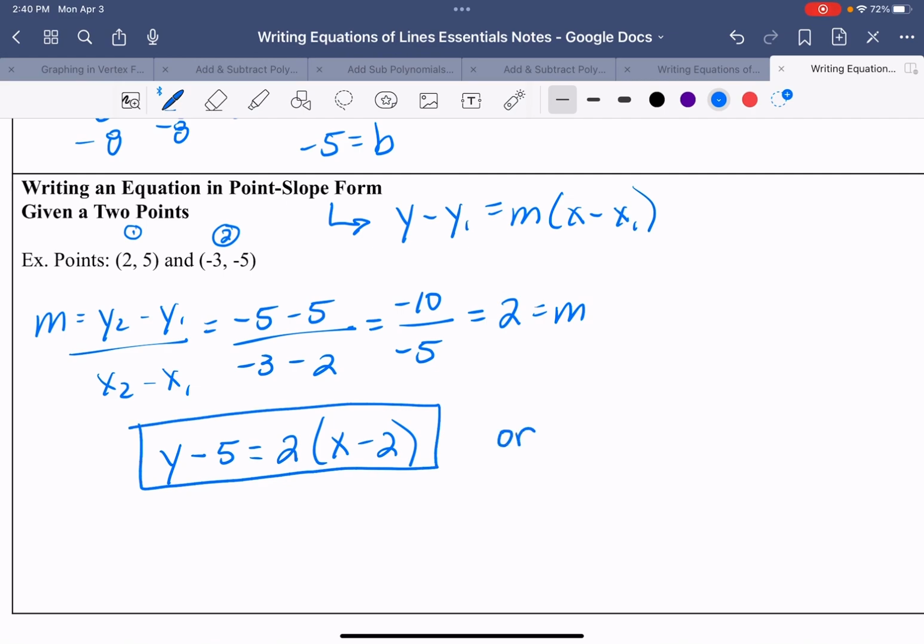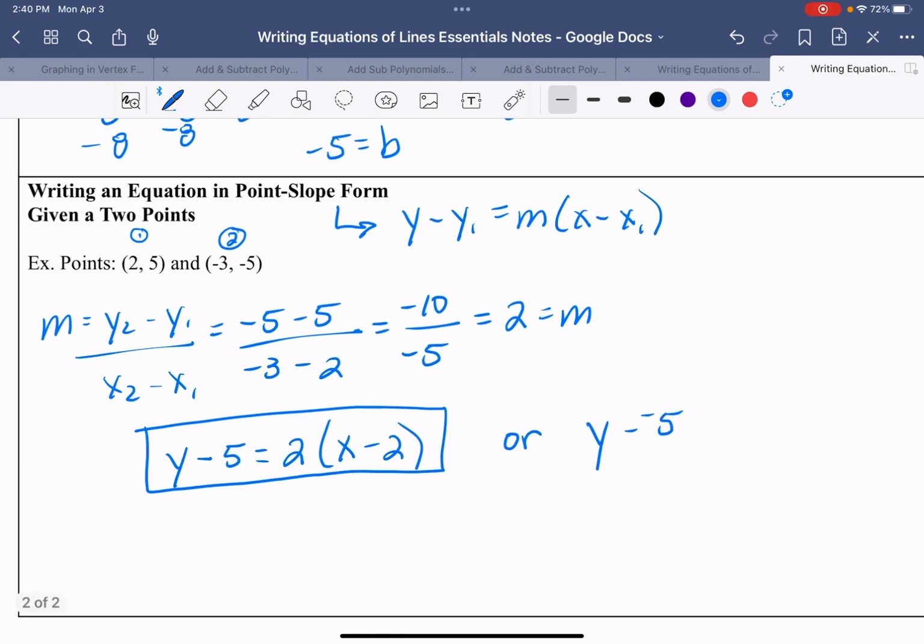Now, if you want to use the other point, you can. So you're going to go y minus -5, which minus a negative means plus 5, okay? And equals, same thing, 2 times x minus -3. Ooh, I've got another plus here. So let's make this nice and neat. It's y plus 5 equals 2 times x plus 3.